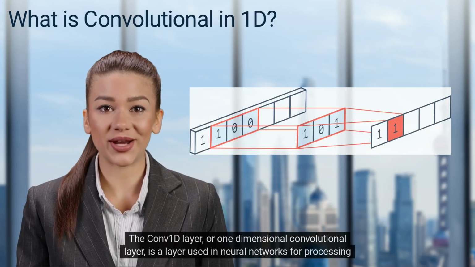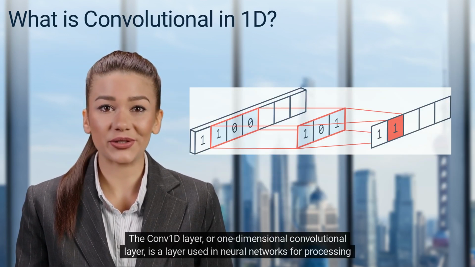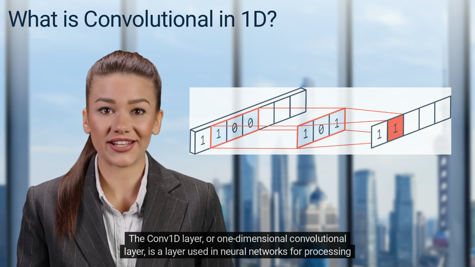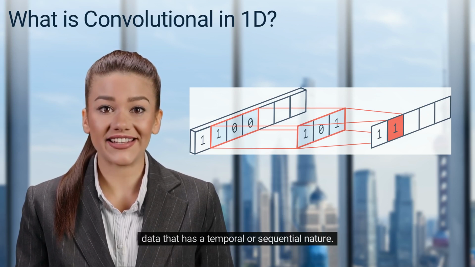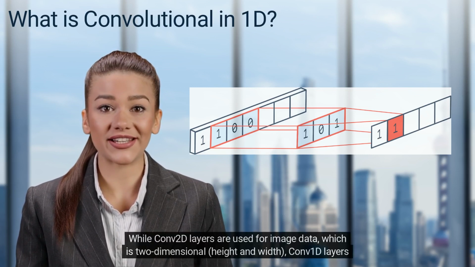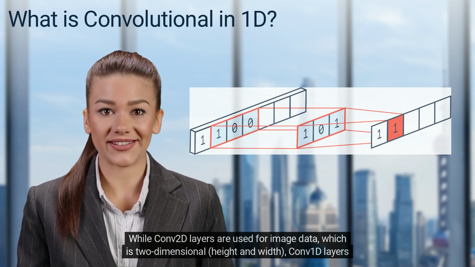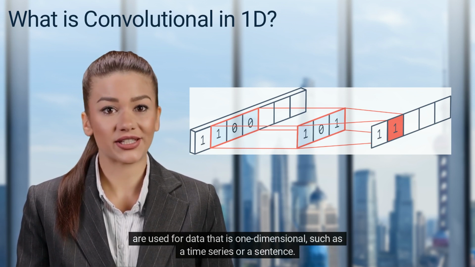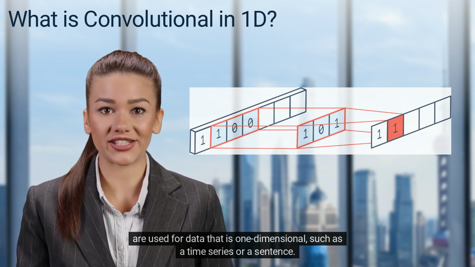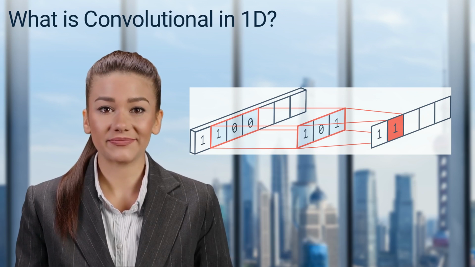The conv1d layer, or one-dimensional convolutional layer, is a layer used in neural networks for processing data that has a temporal or sequential nature. While conv2d layers are used for image data, which is two-dimensional, height and width, conv1d layers are used for data that is one-dimensional, such as a time series or a sentence.